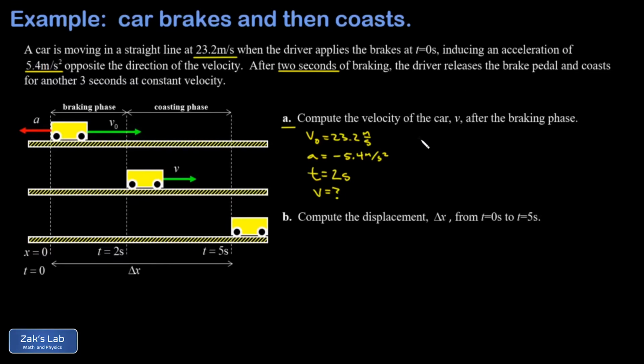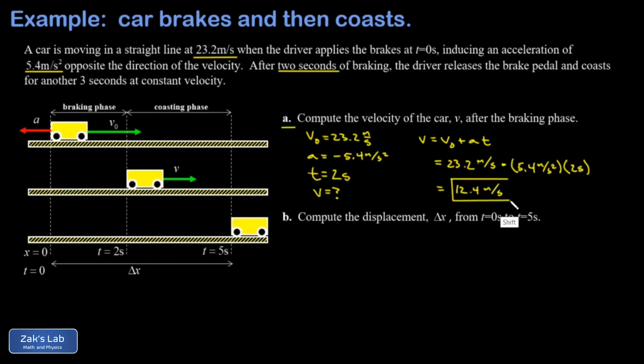So this is just constant acceleration kinematics, and I write down my velocity equation. V equals V naught plus AT, and that gives me 23.2 meters per second minus, because my acceleration was negative, 5.4 meters per second squared times the time this occurred for, which was 2 seconds. And I get a final velocity of positive 12.4 meters per second. So that means 12.4 meters per second to the right. So that's going to be the constant velocity for the second part of the process.